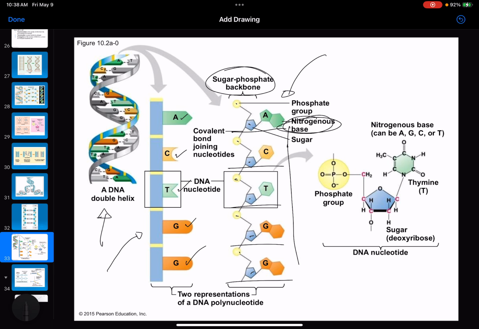The thing that matters to us are the bases. Whatever order the bases are in, that's what's different between you and I and your neighbor and your parents and other animals, other species, plants included. It's the order of those bases that matters. All right, remember again, all DNA, all RNA are made up of nucleotides. The DNA nucleotide is made up of 3 parts: phosphate, sugar, base.